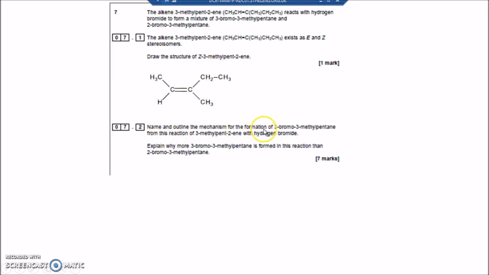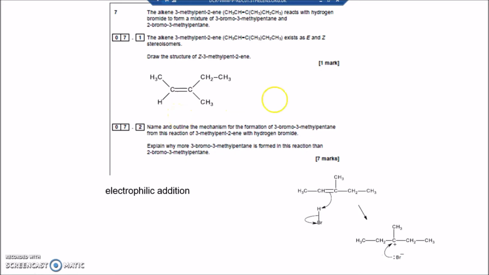Name and outline a mechanism for the formation of 3-bromo-3-methylpentane from the reaction of this with hydrogen bromide. So you need to draw this and hydrogen bromide. What kind of mechanism is it going to be? Well, it's going to be electrophilic addition. We'll explain that in a minute.